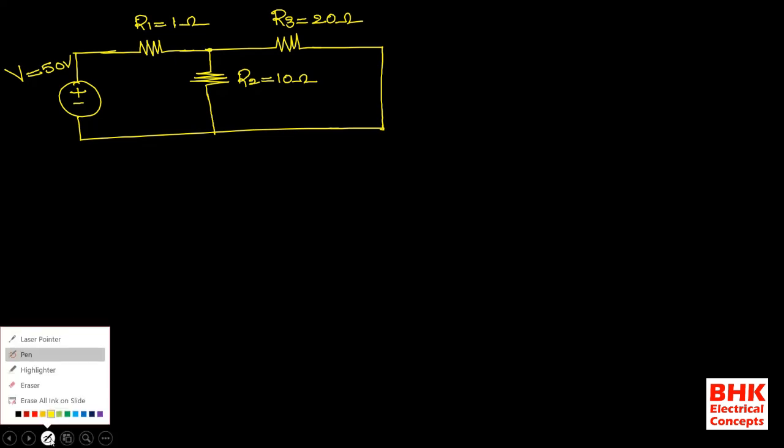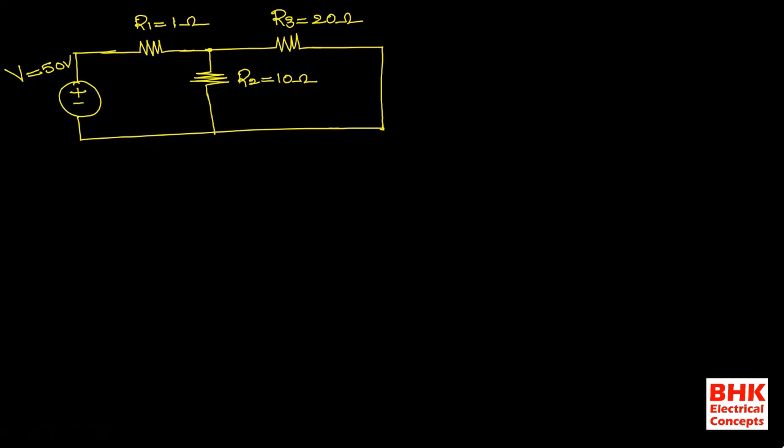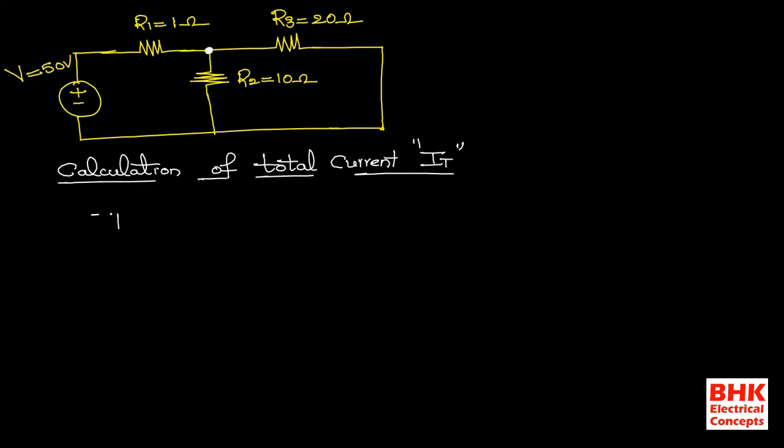Our target is to find the value of total current which is flowing in the network, and that total current is only available at this point. So first, calculation of total current is required. Total current is IT. IT represents the total current required.